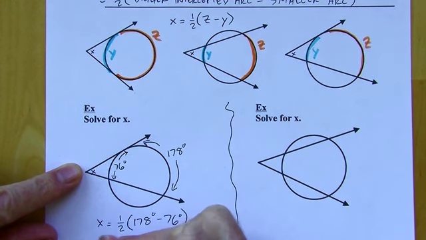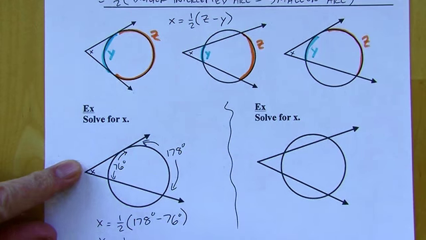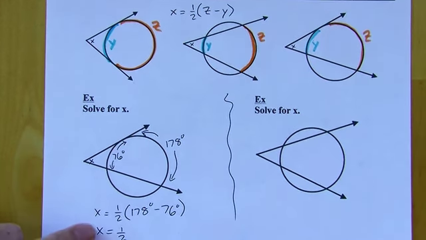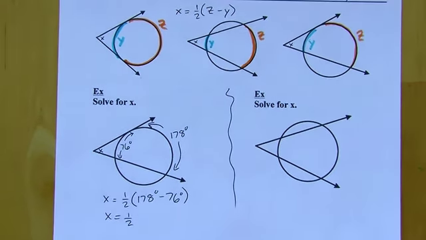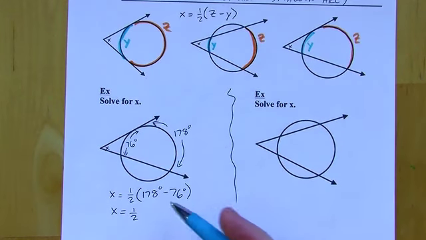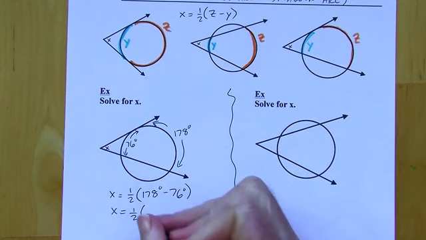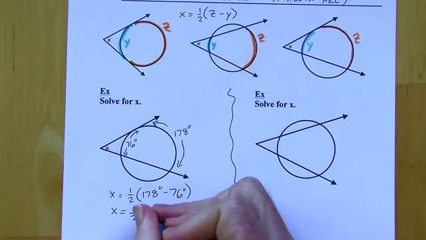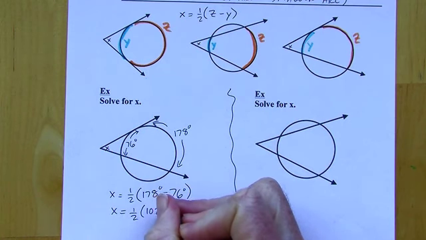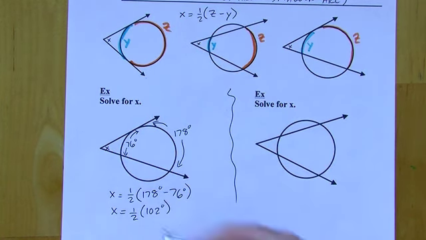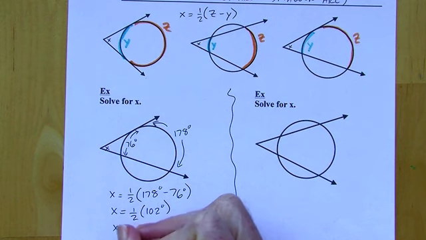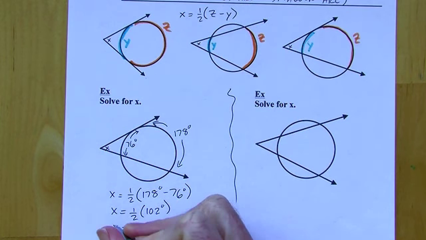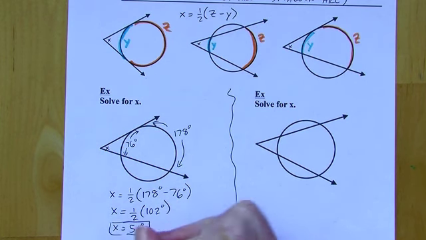Okay, so again, you could distribute, but I wouldn't do that. I would just do the subtraction in here. So 178 minus 76 is 102. So then I just need half of 102 degrees, and that's going to be 51 degrees. Okay. All right, I'm going to give you one to try.